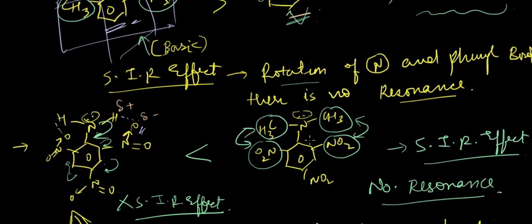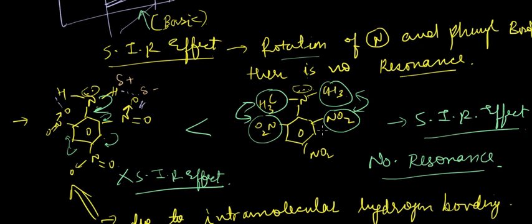Okay, so let us compare the basic strength between these two compounds, right? As you can see, in this compound we have an NO2 group attached, but in place of CH3 here we have simple HH. So in this compound we can see the SIR effect, as we just explained in the above example. So there will be no resonance between the lone pair on this nitrogen atom and the phenyl ring. But in this case, the hydrogen attached to the nitrogen atom and the oxygen atom attached to this nitrogen atom will have an intermolecular hydrogen bond.